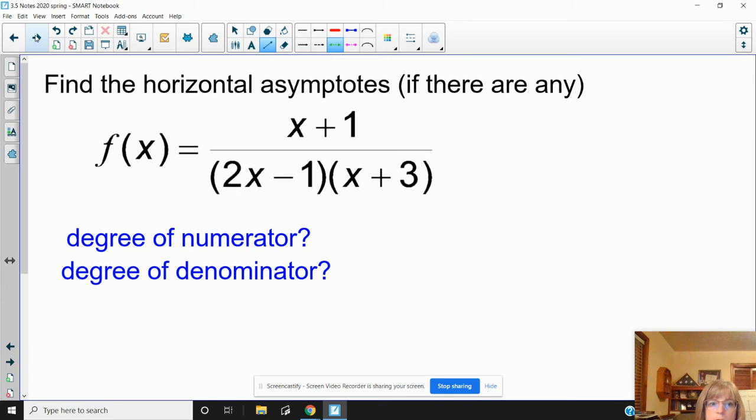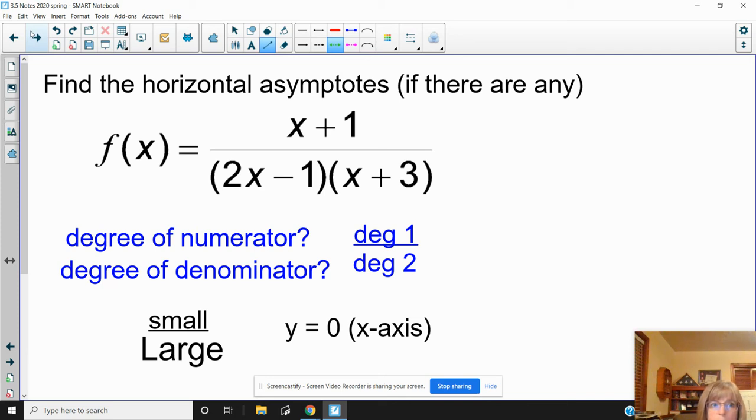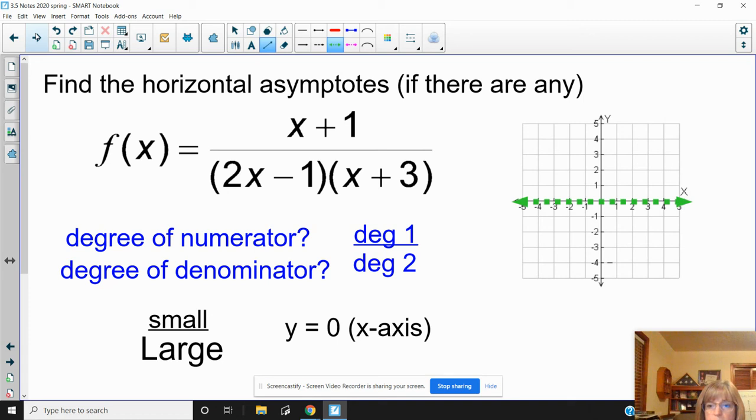So let's look at this example here. We're to find the horizontal asymptotes if there are any. So we look at the degree of the numerator and the degree of the denominator. Well, the degree of the numerator is 1, because that's x to the first power. The degree of the denominator is 2, and I can figure that out in two ways. First of all, I have two factors, so degree 2. That comes from the idea that if I multiply those together, the biggest exponent would be 2. So since I have a small over a large, the horizontal asymptote is just the x-axis, y equals 0. And that's what the horizontal asymptote would look like on our graph.